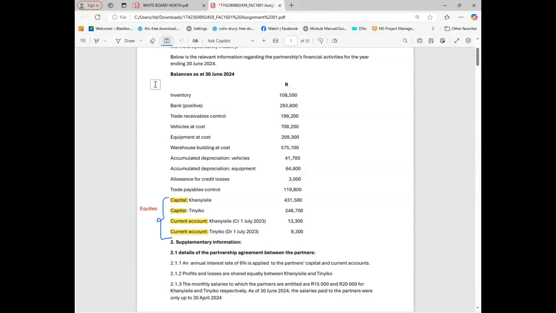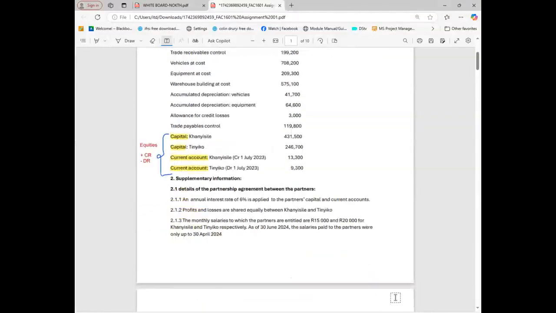Remember, the equities increase on the credit, and they decrease on the debit. Are you with me? So you must remember that.